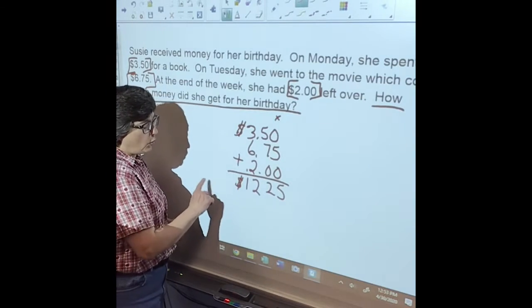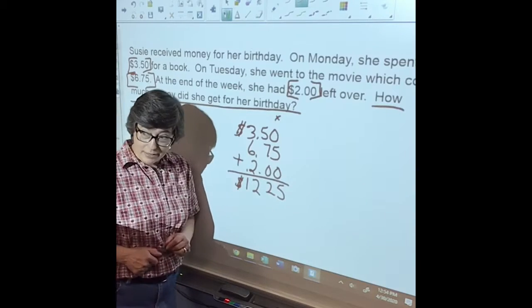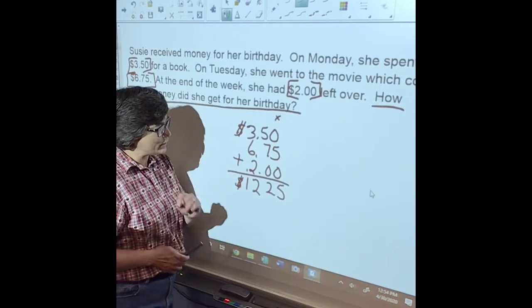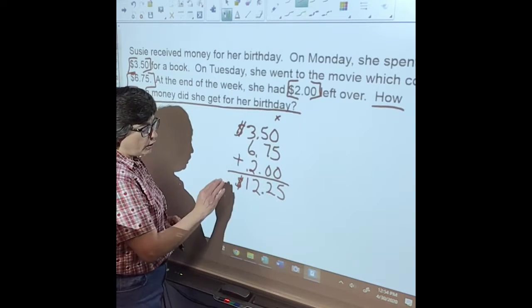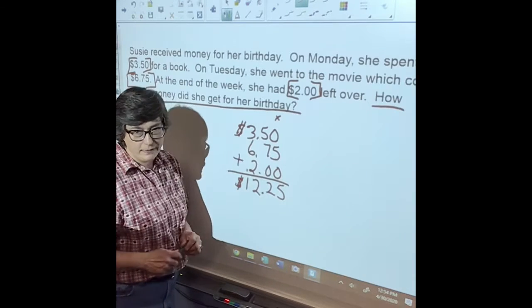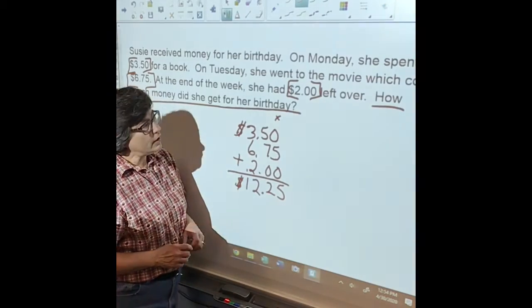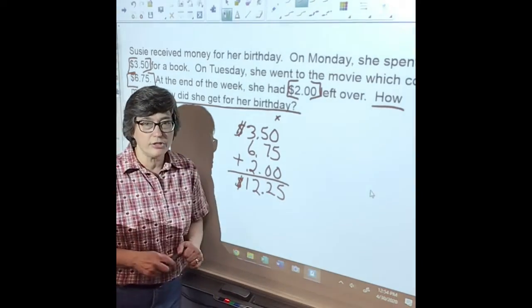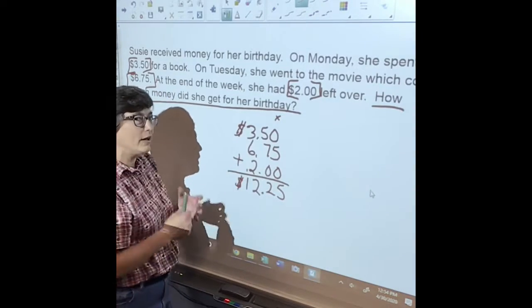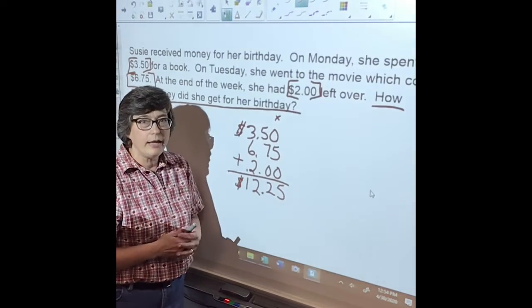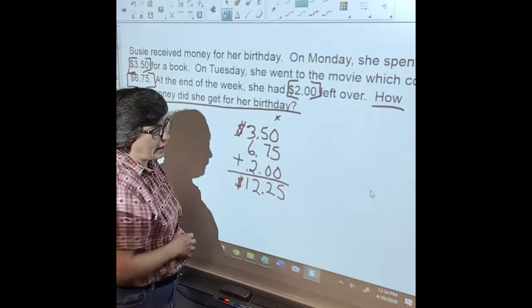Now, did she get $1,225 for her birthday? No, she did not. We need to put our decimal point in there. So she got $12.25 for her birthday. So you have a couple of problems to do like that. Pretty easy. Just figure out what's the question, what is the information that's most important, and then work it out in a problem.